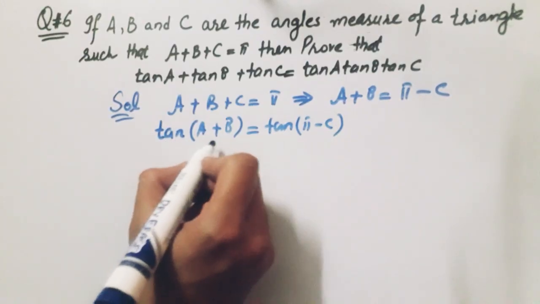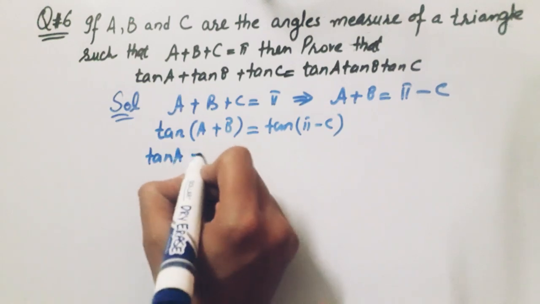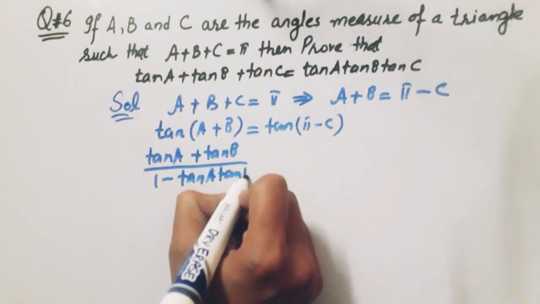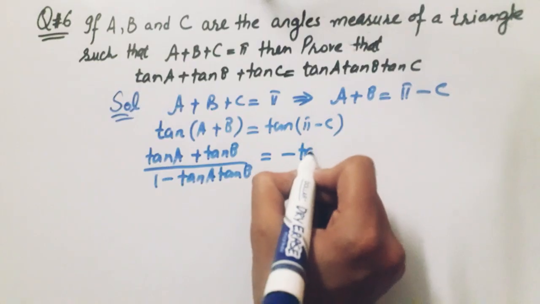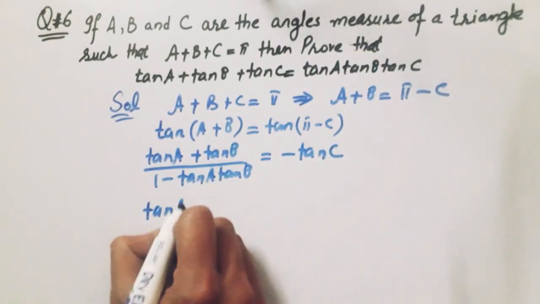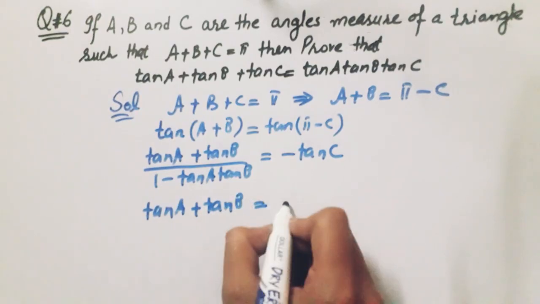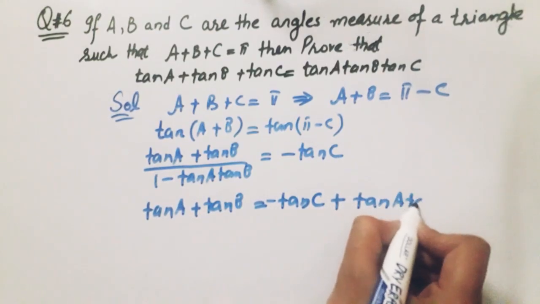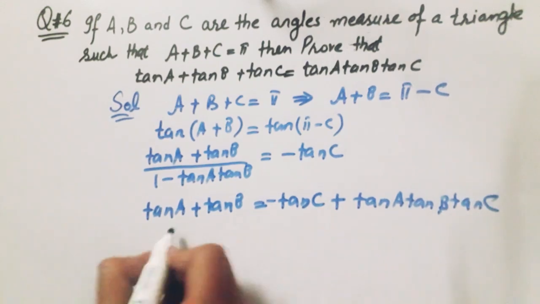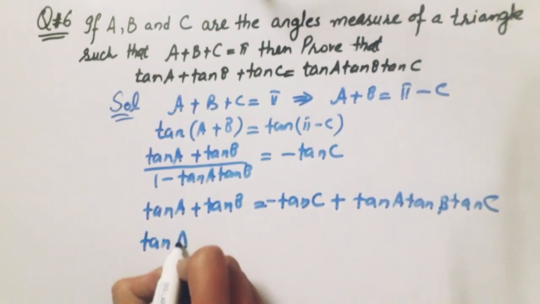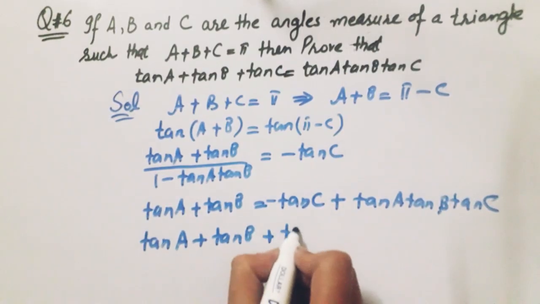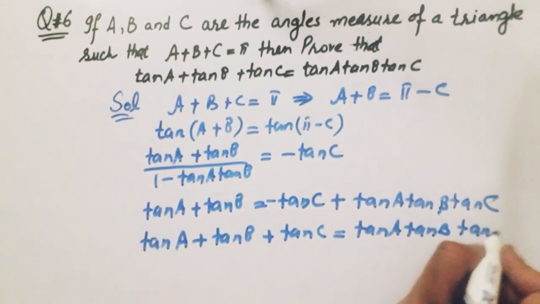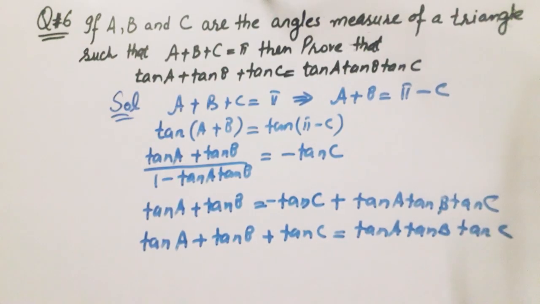So tan of A plus B is equal to tan of pi minus C. So here you apply the formula of tan A plus B, that is tan of A plus tan of B divided by 1 minus tan of A tan of B. So here you will get minus tan of C. Now by cross multiplying you will get tan of A plus tan of B is equal to minus tan of C minus minus plus tan of A tan of B and then tan of C. So you will get the required result, that is tan of A plus tan of B plus tan of C is equal to tan of A tan of B and tan of C. So this is the final result. Now we will solve question number 7.